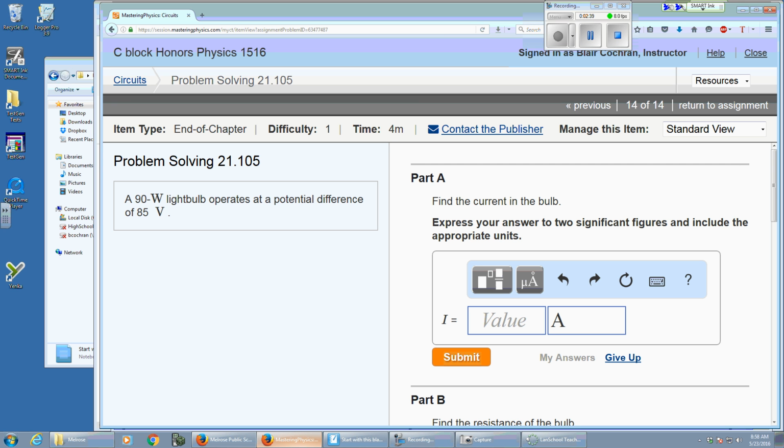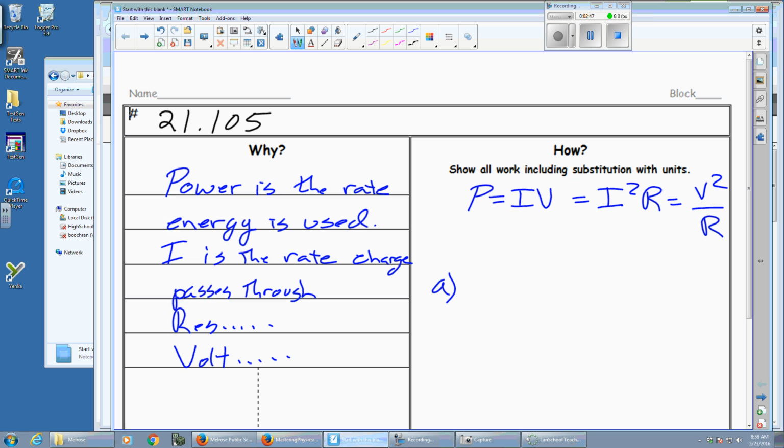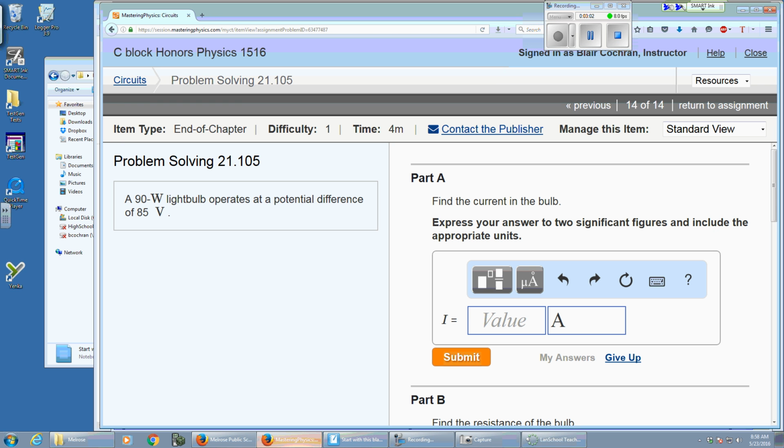90 watts is your power. V is 85 volts. They're asking for the current. So which of those three equations, given that you have the power and the voltage, would you use to find the current? P equals IV, since it has the other two and it has the third that you're looking for. And then you scroll here. Whoops. Always good to drop the pen before you try to.